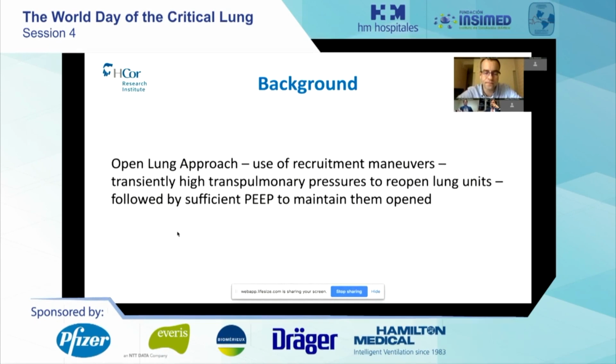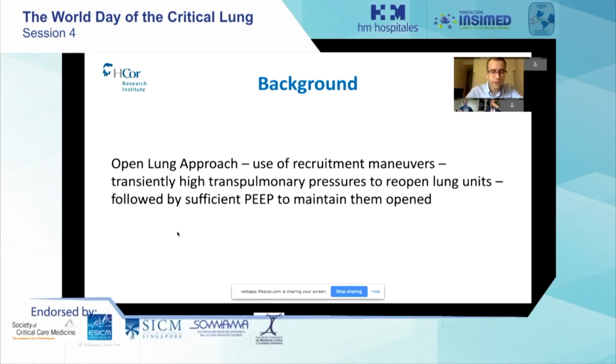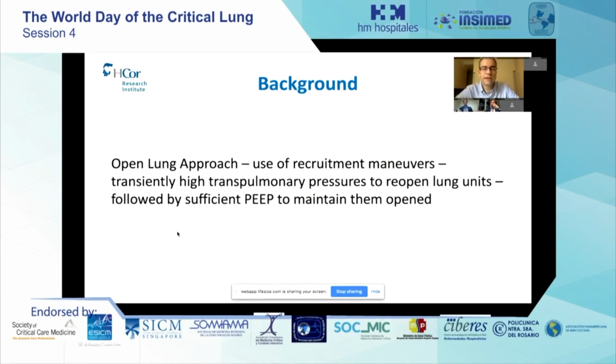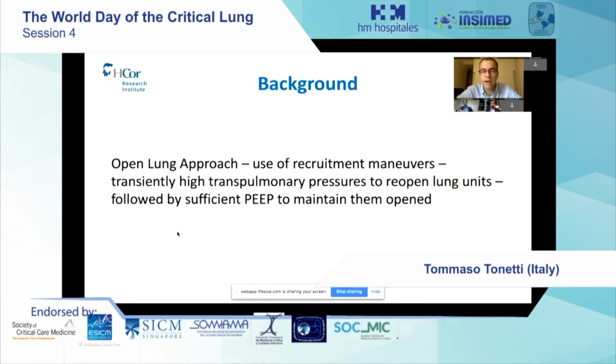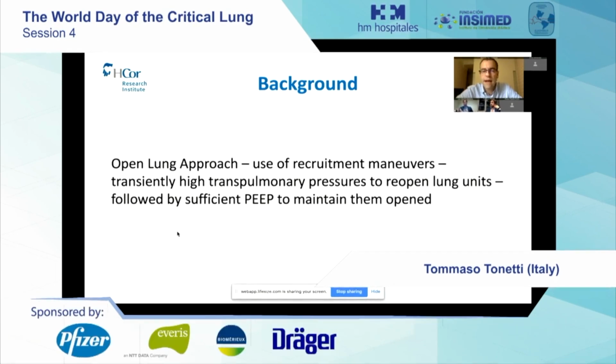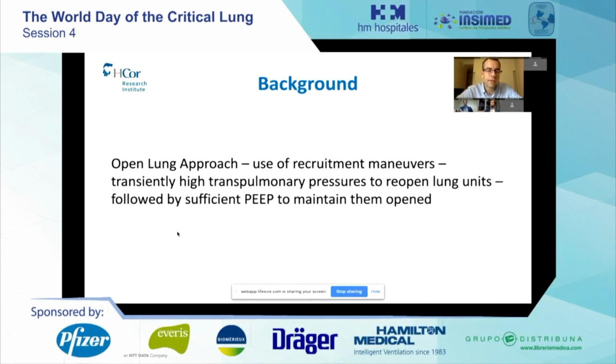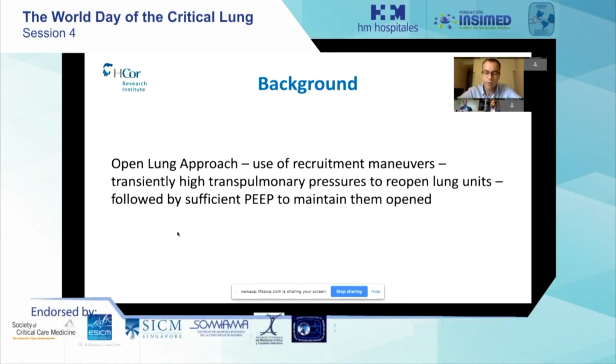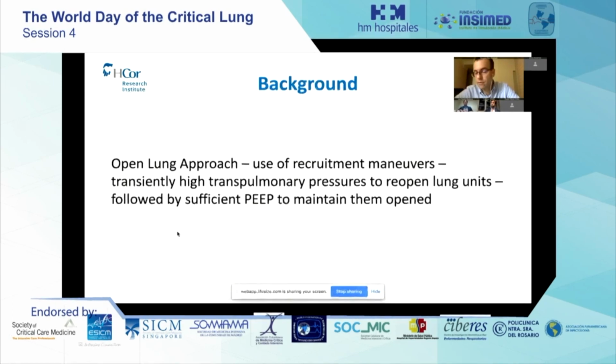closing of lung units. So the idea of the open lung approach is that after one uses recruitment maneuvers, that is, we transiently increase the transpulmonary pressure to reopen lung units, and after that, we keep the PEEP at levels high enough to maintain those recruited lung units open, we can protect the patients from atelectrauma, the cyclic opening and closing of lung units, and perhaps avoid overdistension by having a more homogeneous lung.